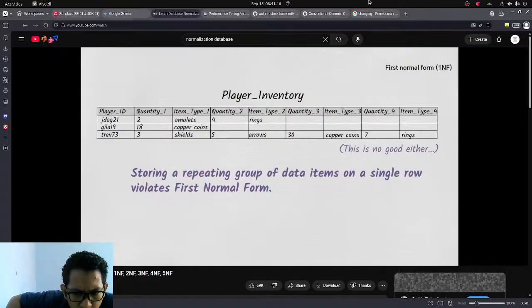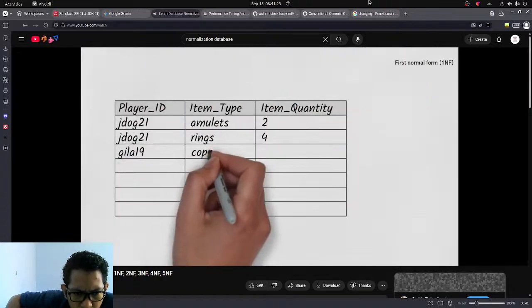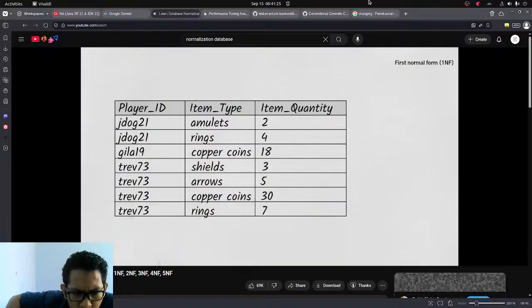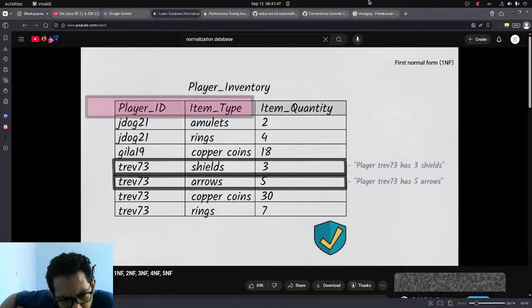So what sort of alternative design would respect first normal form? It would be this. To communicate the fact that Trev73 owns 3 shields, we have a row for player Trev73, item type shields, item quantity 3. To communicate the fact that Trev73 also owns 5 arrows, we have a row for player Trev73, item type arrows, item quantity 5, and so on. And because each row in the table tells us about one unique combination of player and item type, the primary key is the combination of player and item type.